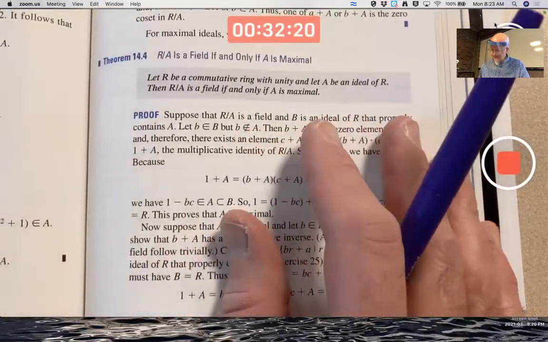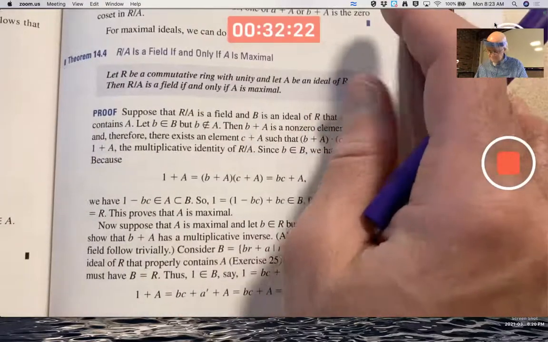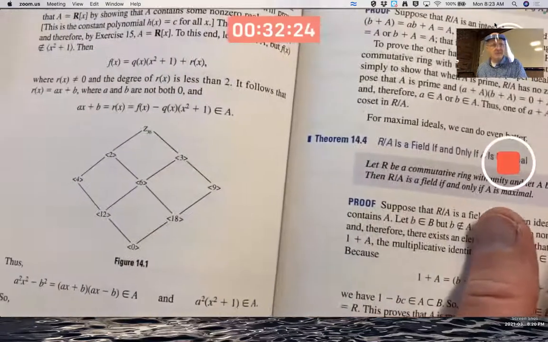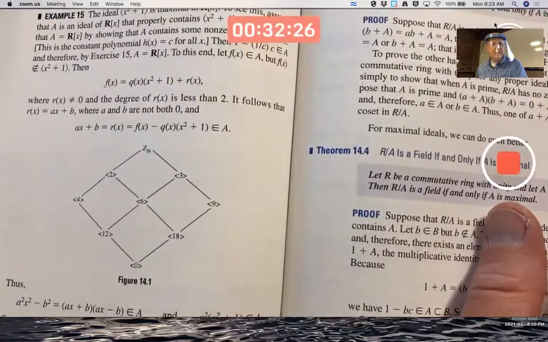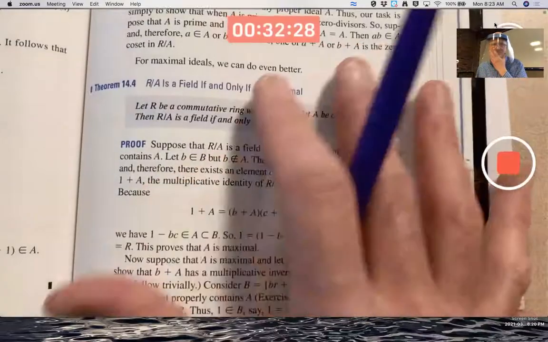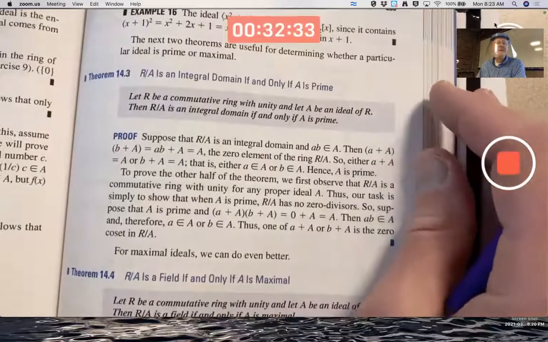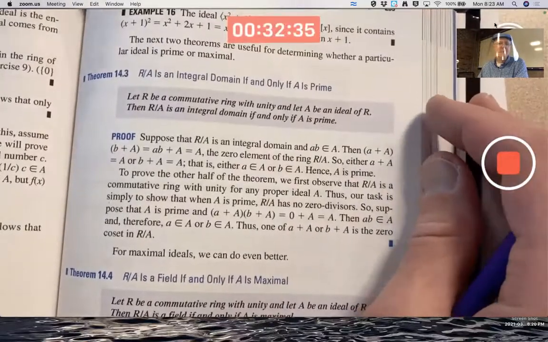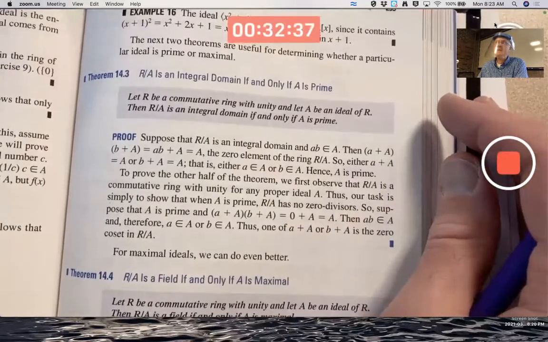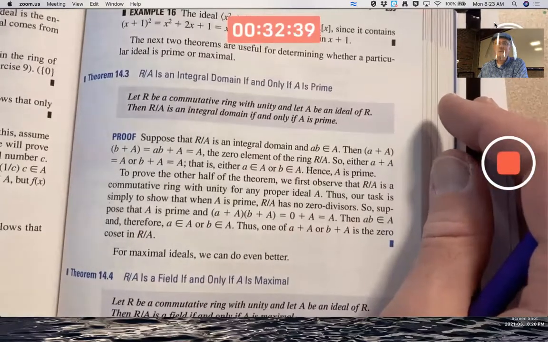Then we got these theorems here. Oh, I did want to talk about example 15 as well. Let me talk about the theorems first. We got these theorems that are pretty important. The context of both theorems is you're in a commutative ring with unity. So we're only applying this to commutative rings with unity.